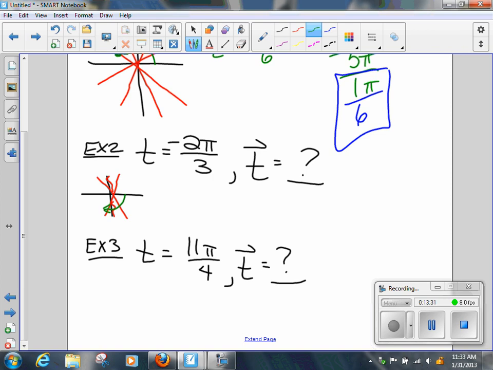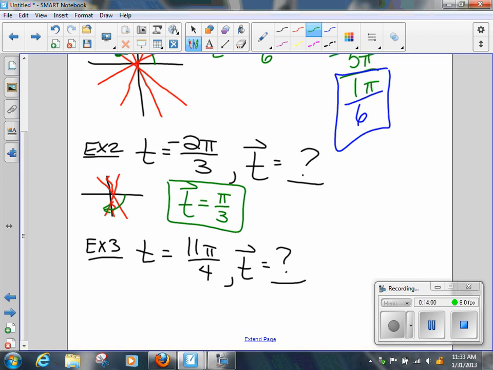What'd you get for t-bar, for your reference angle? Pi over 3. Is it not going to be a negative? Why not? Can't have a negative distance. Doesn't matter if you have a negative angle, you cannot have a negative distance. How many of you had pi over 3 for t-bar? High five, very good. Questions at all? Not negative pi over 3. Why can it not be negative? Can't have a negative distance.